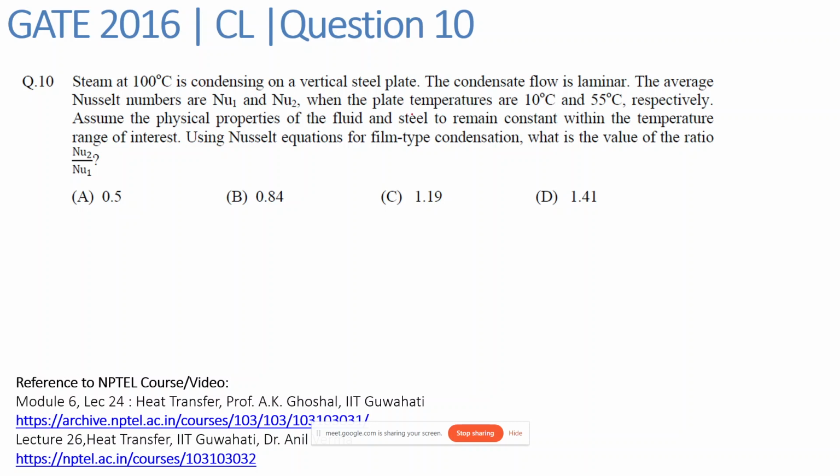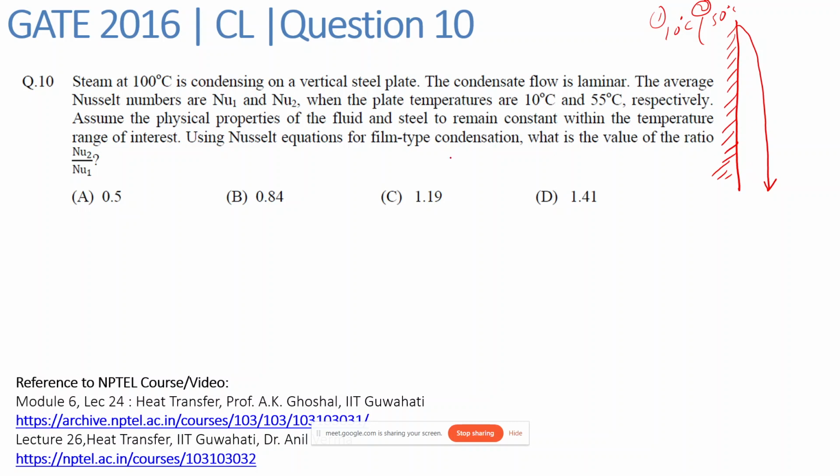Assume the physical properties of fluid and steel remain constant within the temperature range of interest. Using the Nusselt equation for film type condensation, what is the ratio of Nu2 upon Nu1? So let's say here we have been given a vertical steel plate, and the plate temperatures are 10 degrees Celsius for the first case, and for the second case 55 degrees Celsius, and steam is condensing over this plate, so it will condense like this, and we are having this film type of condensation.